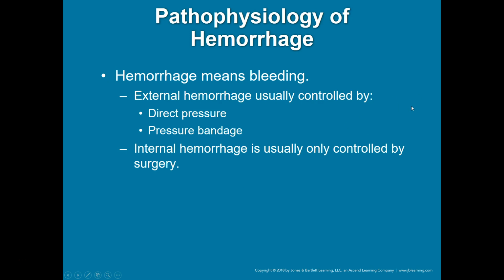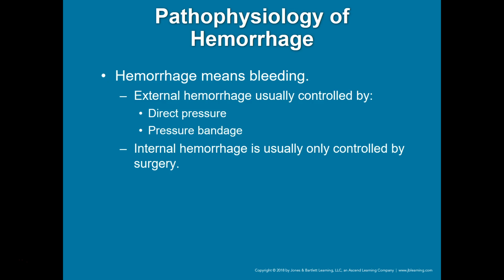So pathophys of hemorrhage, very simple. Hemorrhage means bleeding. There's two types of hemorrhage that we're going to deal with here, internal and external. So external hemorrhage is going to be the obvious hemorrhaging we can see, and it's controlled by direct pressure bandaging. It can also be controlled as a last resort by a tourniquet.